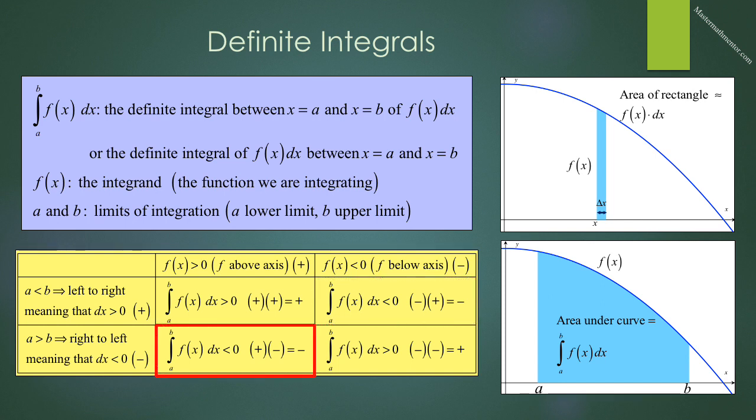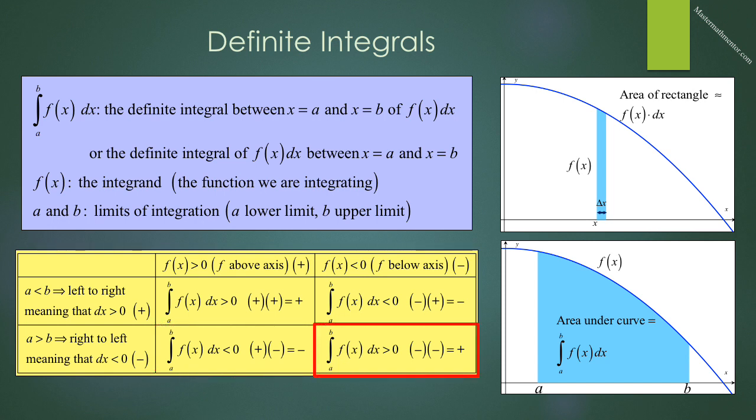Let us suppose now that a is greater than b, meaning that we're integrating right to left, and dx is now less than 0. So if f of x is above the axis, meaning it's positive, then the integral from a to b of f of x dx will be a positive times a negative, which is negative. So our integral from a to b of f of x dx under that situation will be less than 0.